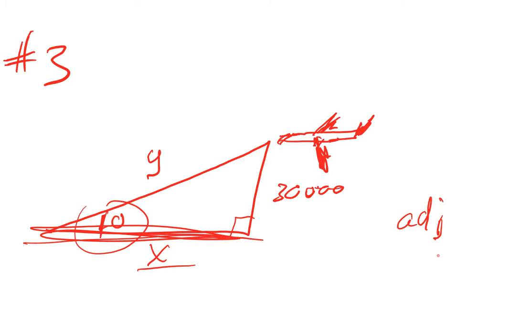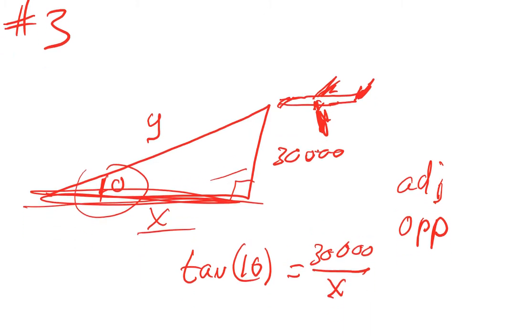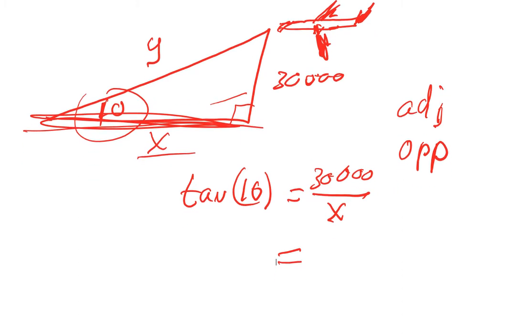All right, which trigonometric ratio should I use when I have adjacent and opposite? Tangent. So that's where we're going to go. So we'll go tangent 10 equals opposite side 30,000 over adjacent side X. So I need the tangent of 10, which is 0.176. Okay, that makes sense.